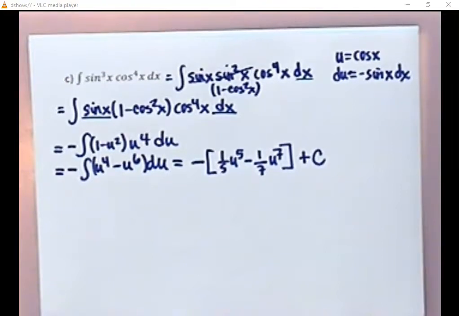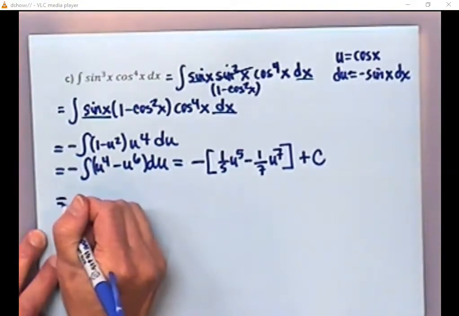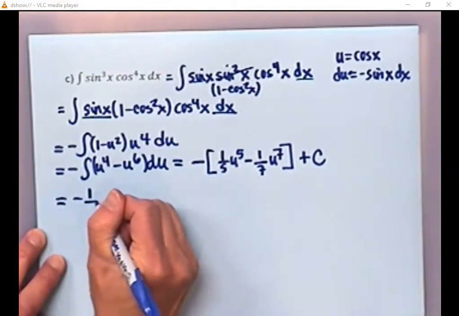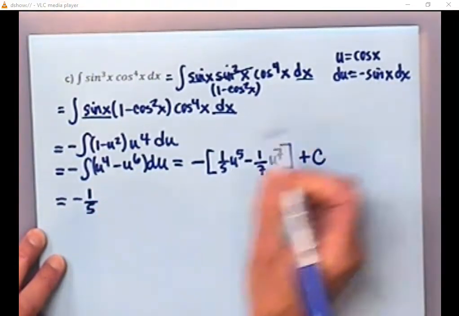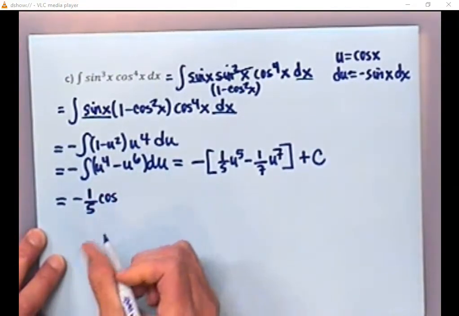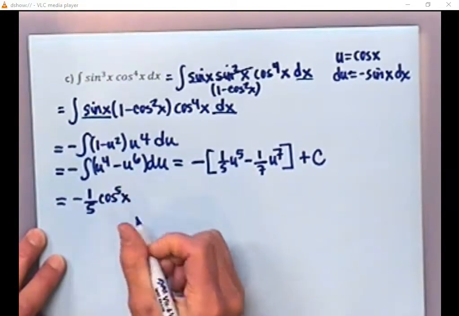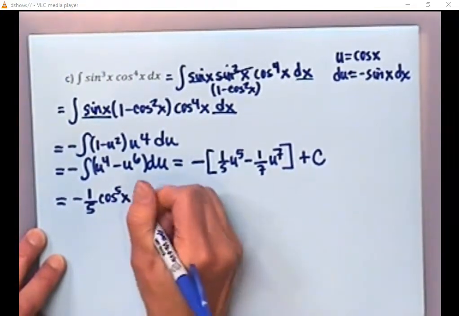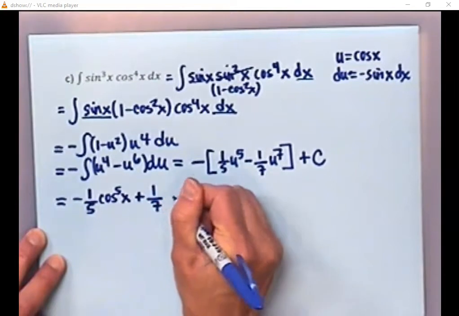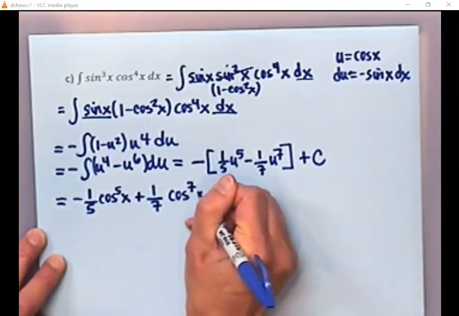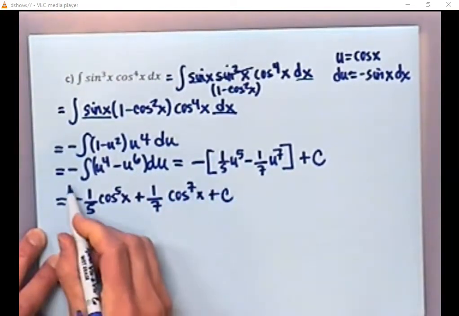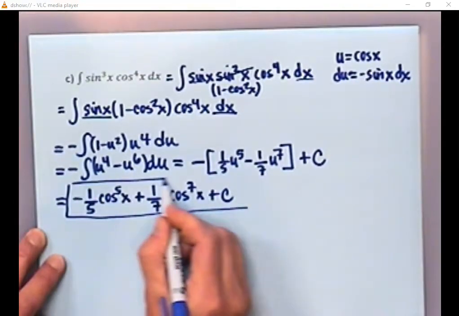And what else do I need to do? Yeah, re-substitute u, right? So we go back in terms of x. That's exactly right. So this will be negative 1/5. So now this was cosine, so it'll be cosine to the 5th of x. And I'm going to go ahead and distribute, so that will make a plus 1/7 cosine to the 7th of x plus c. And then you're done.